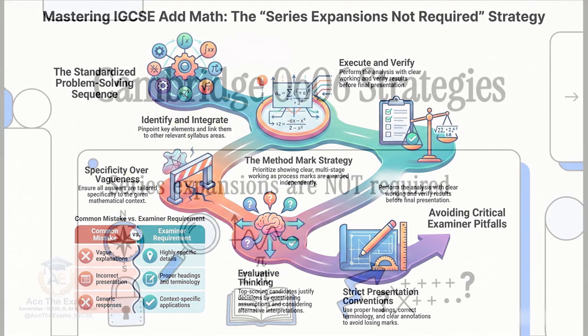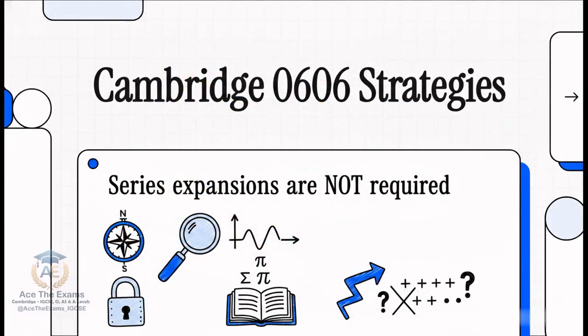If you are a focused, driven learner looking to finally decode the secrets of the Cambridge IGCSE 0606 exam, you are in exactly the right place. Today, we're charting a course through a very specific and frankly notoriously tricky part of the additional mathematics syllabus. We are zeroing in on the modules where the syllabus explicitly states series expansions are not required.